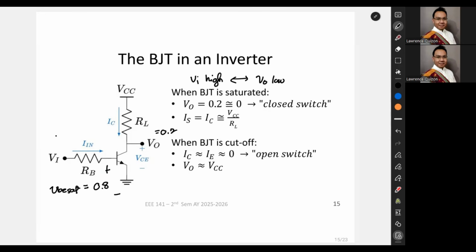On the other hand, when V in is low, something like zero, then VBE sat won't be reached because this would also be 0 volts. So V in low causes the BJT to be cut off. What happens in cutoff? There is no IC, there is no IB. When there's no IC, VCC just shorts to V out. So V out is high. And this basic CE circuit then becomes the inverter that we've always talked about.